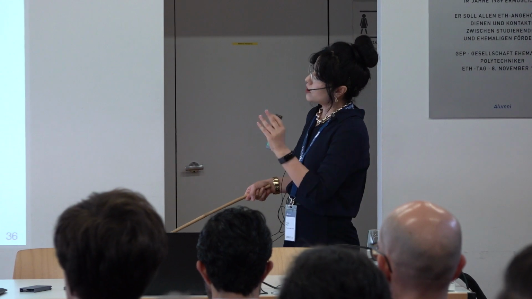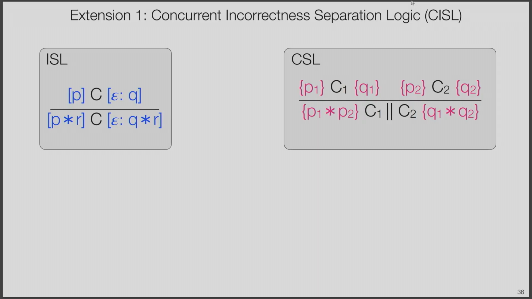So since I'm running out of time, I'm just going to blitz through this bit. For those of you in the room who are familiar with concurrent separation logic, it essentially has this other principle that says if you can prove stuff about two different programs, C1 and C2, you can compositionally combine them together and prove something about the concurrent program by composing the pre and post states with the star separation.